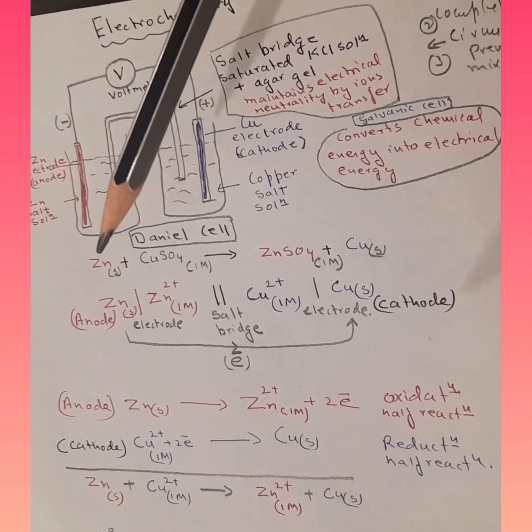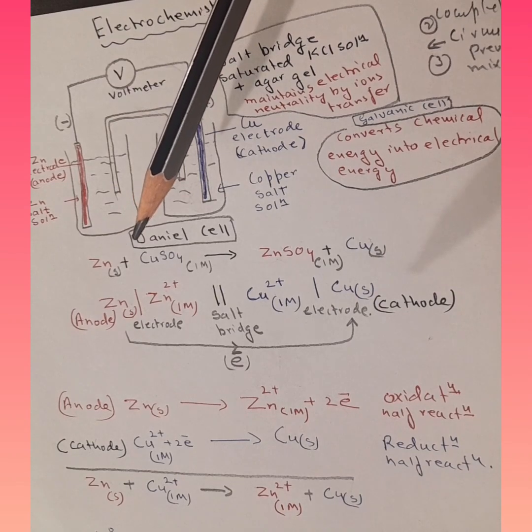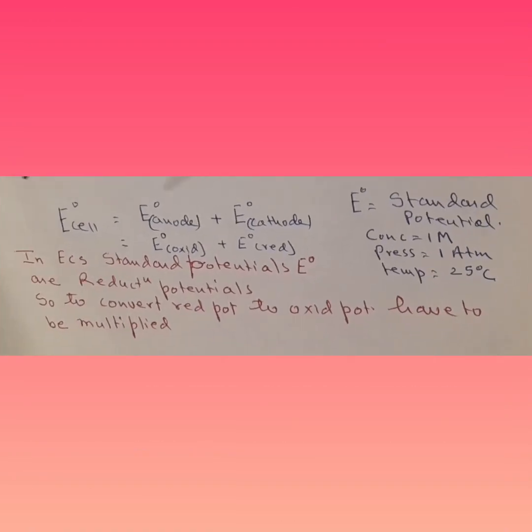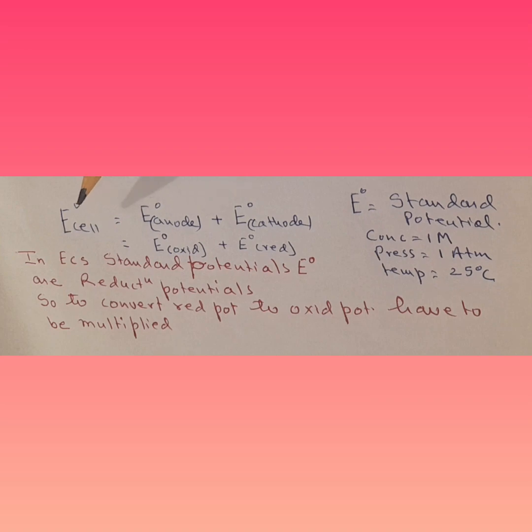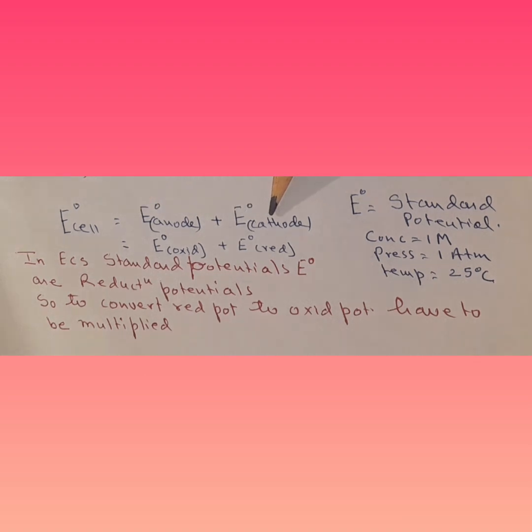Alright. Okay, now let's proceed in terms of calculation. So how do we calculate? We calculate E standard cell is equal to E standard of anode plus standard potential of cathode. So that itself means in anode what happens is oxidation, so standard potential for oxidation, plus what happens in cathode? Reduction. So standard potential of reduction. Now, these are all the conditions required for standard cell.